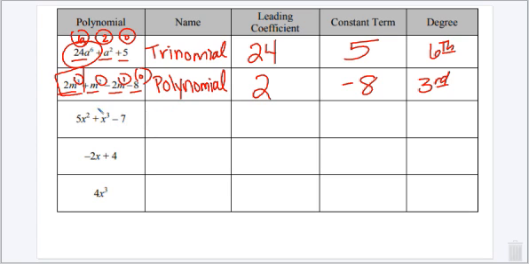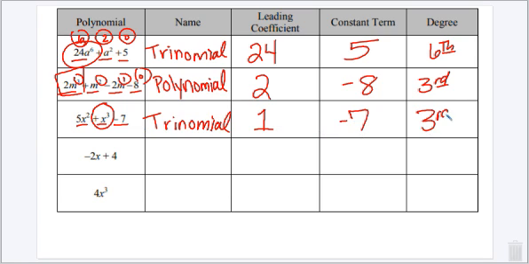Okay. So this one, when you looked at how many terms it had, hopefully you saw that it was a trinomial. Your leading term is this one because it has the highest degree of 3. Its coefficient, since there's not a number there, is 1. The constant was the negative 7 that didn't have a variable with it. And the degree was a third degree.